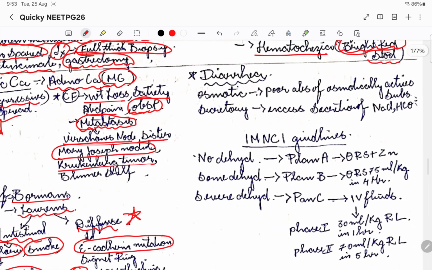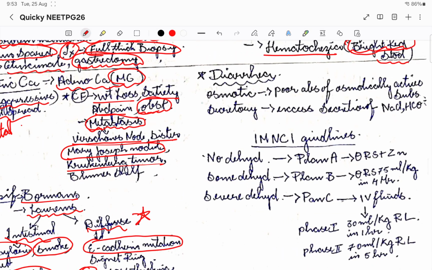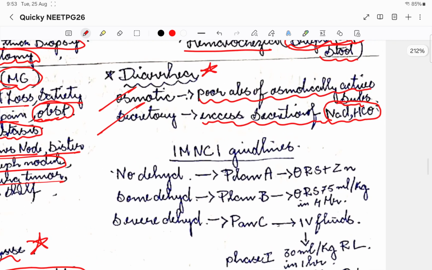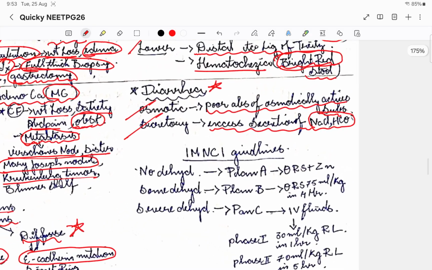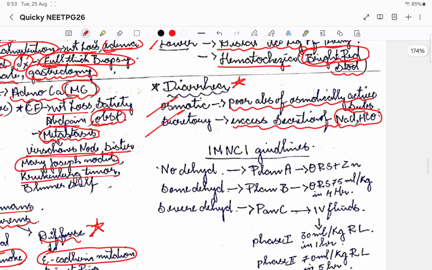Now coming to diarrhea, there are two types: osmotic diarrhea and secretory diarrhea. Osmotic diarrhea happens because of poor absorption of osmotically active substances, whereas secretory diarrhea is because of secretions from the gastrointestinal mucosa, mostly sodium chloride and bicarbonate secretion. Diarrheal microorganisms we studied in microbiology, so this is very important. All the E. coli and the other protozoans we studied, right? Please go through that once again, you would have definitely forgotten it.